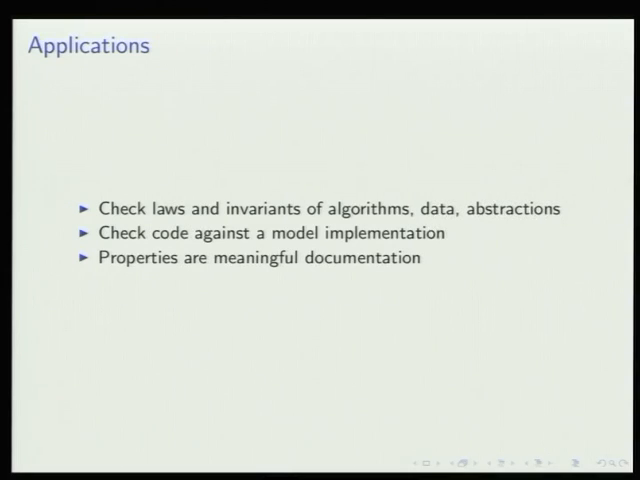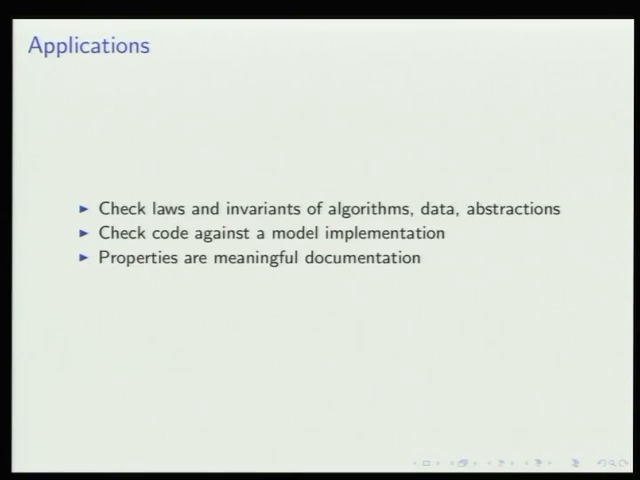So this is great for checking laws and invariants of algorithms, data structures, and abstractions that you're using in your code. Basically every function you use, every data type you use will have laws and invariants associated with it. Property-based testing makes it really, really easy to test whether those invariants hold. Or, alternatively, if it can falsify your properties, it will give you the counterexamples that it was able to find.